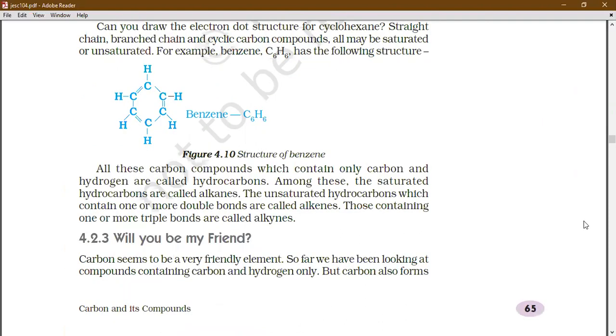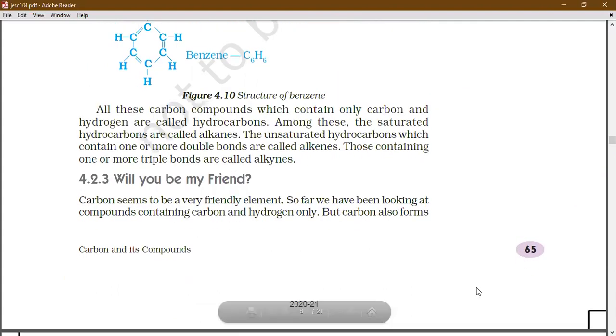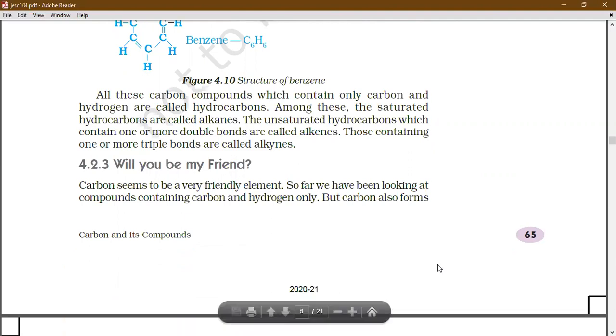All these carbon compounds which contain only carbon and hydrogen are called hydrocarbons. Among these, the saturated hydrocarbons are called alkanes. The unsaturated hydrocarbons which contain one or more double bonds are called alkenes, and those containing one or more triple bonds are called alkynes. Will you be my friend? Carbon seems to be a very friendly element.